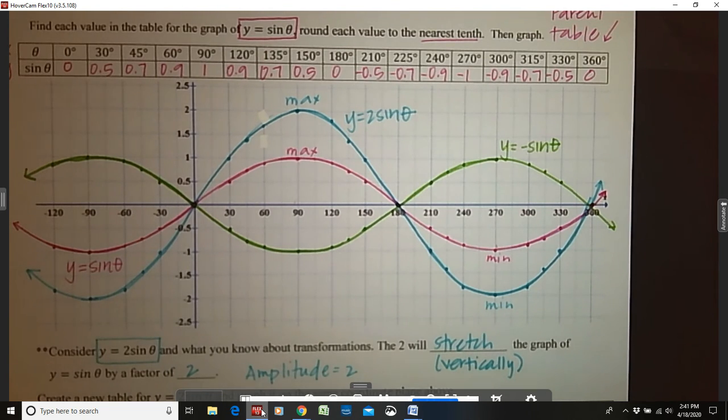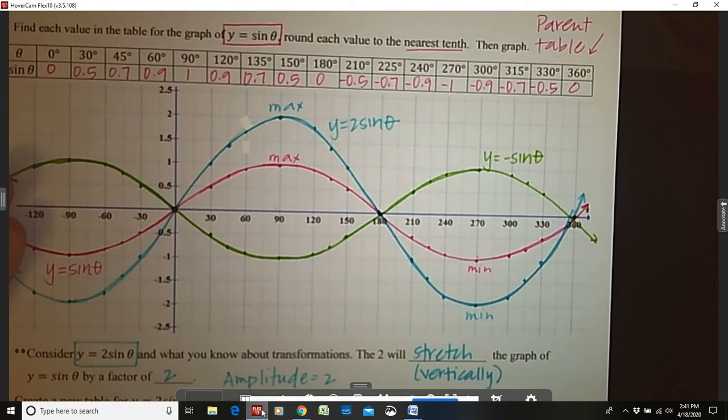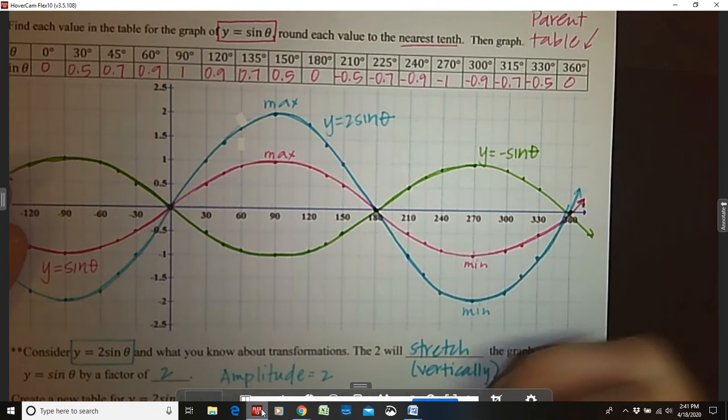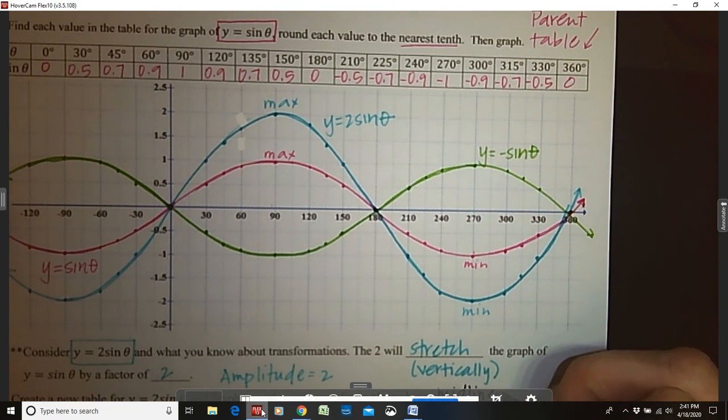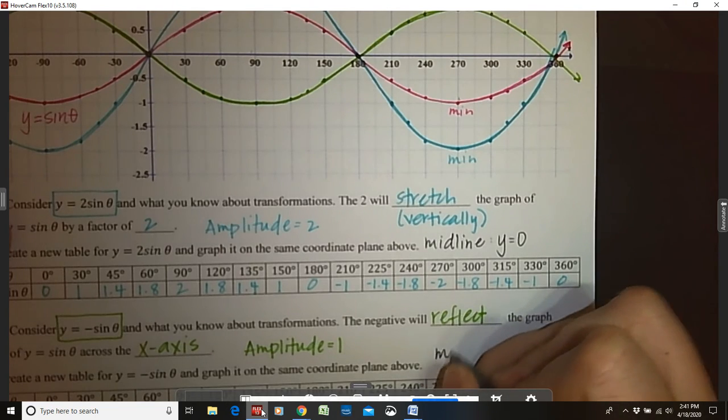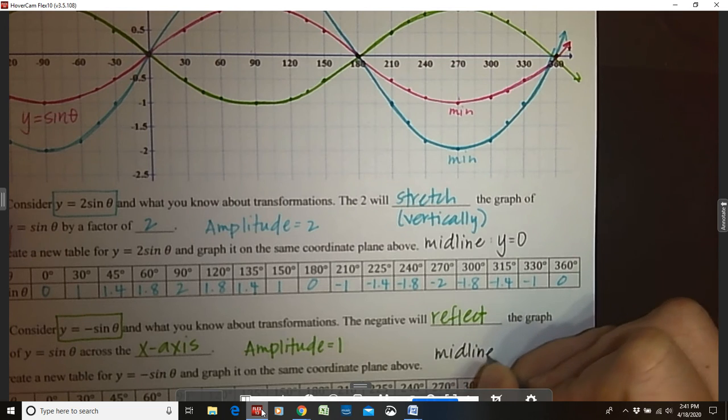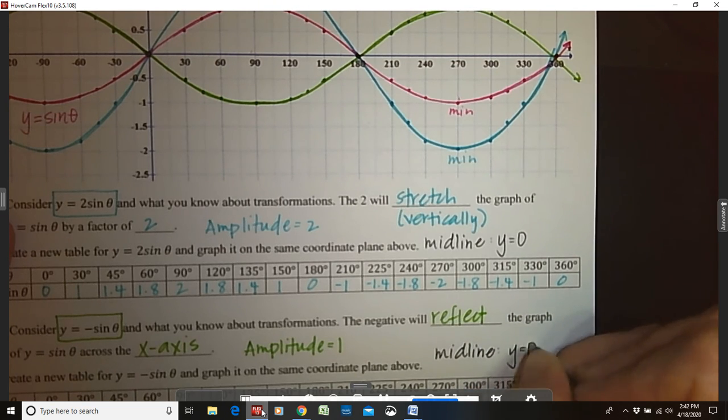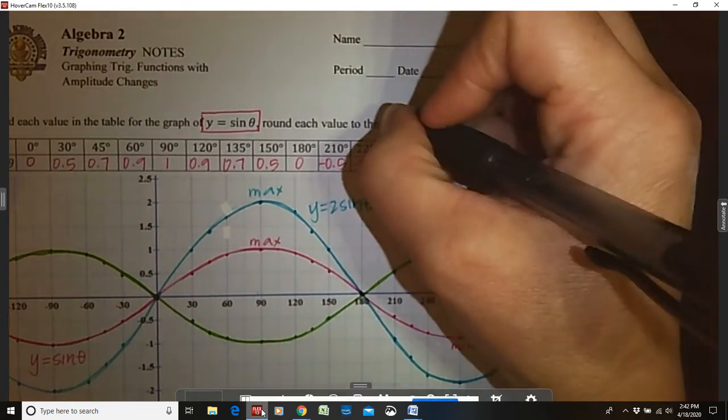Now, we talked about the midline earlier, and that line that goes in the middle of them. I do want to write that in because it will come up in your homework. The midline is that x-axis, or y equals 0. And that's going to be the midline on all of these graphs, and regular sine as well.